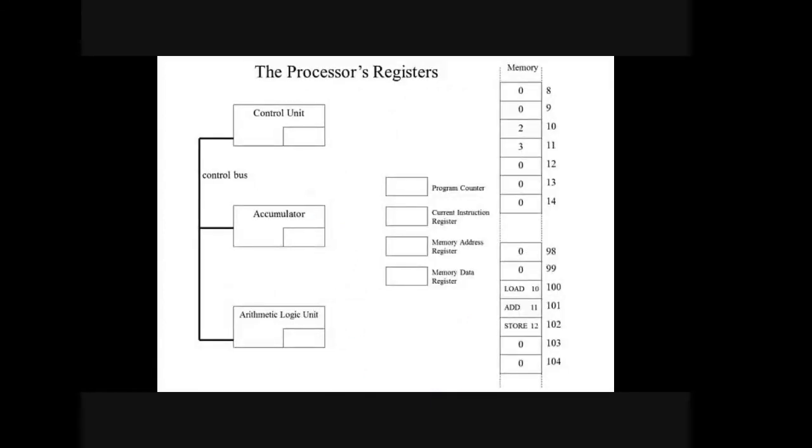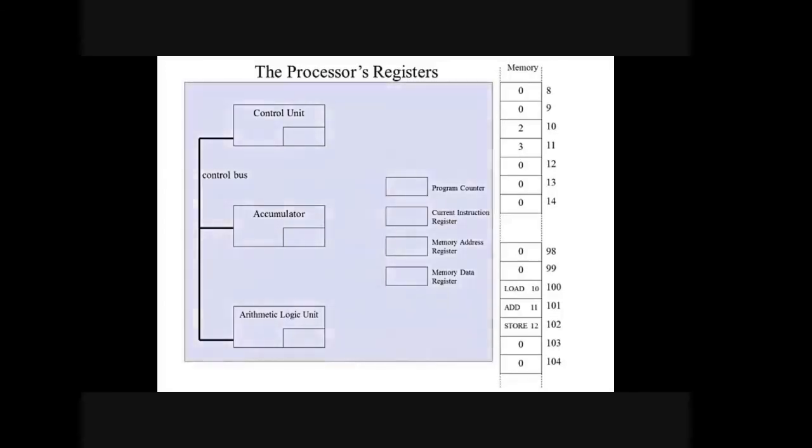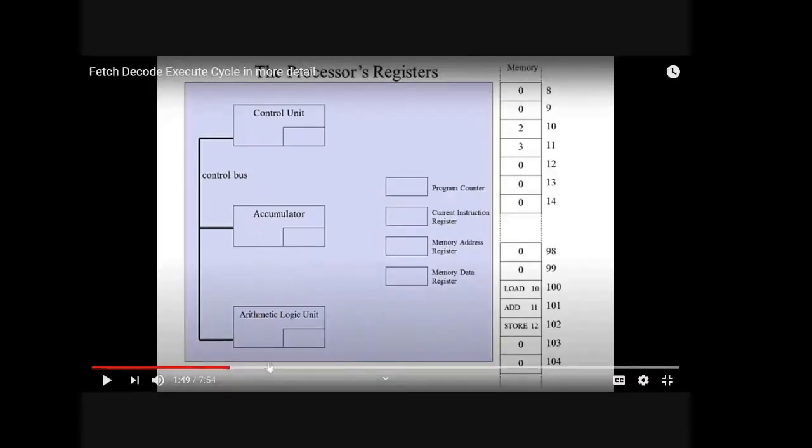Now let's think about the registers inside the CPU. The blue box shows the CPU, and we can see inside there we've got a control unit, the accumulator, and the arithmetic and logic unit. The accumulator is also a register present inside the processor. You can just imagine that as a general purpose register. Our textbook was mentioning it as a general purpose register, so instead of the accumulator, you can think of it as a general purpose register.